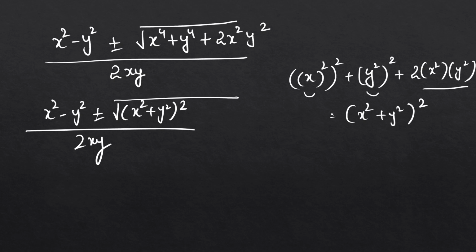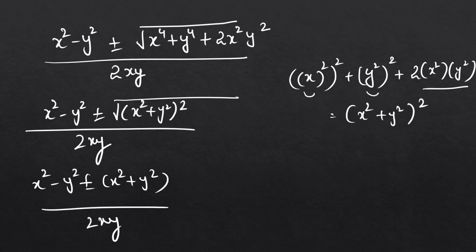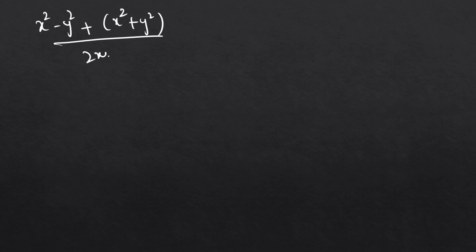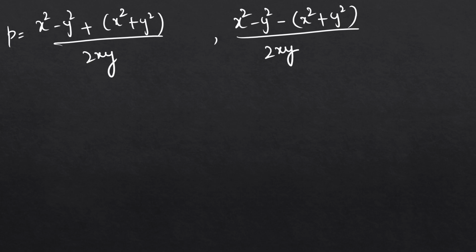Now here we have two values. First we will take x square minus y square, again square, and this will give you only x square plus y square divided by 2xy. After that, if we want to solve it, first of all we will take x square minus y square plus x square plus y square divided by 2xy. Its value is equal to p. Next is x square minus y square minus x square plus y square divided by 2xy.